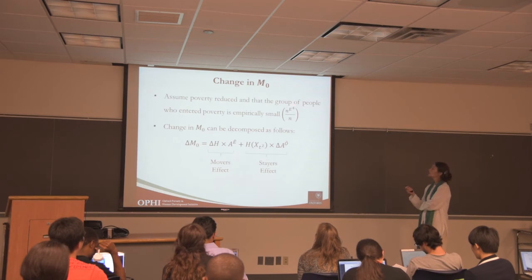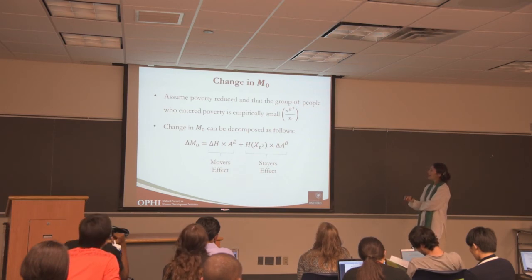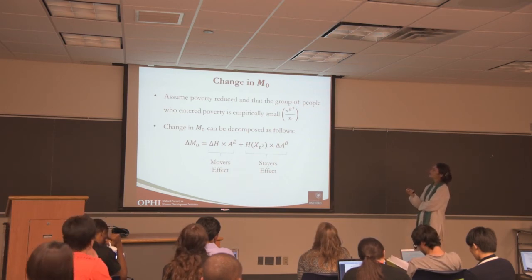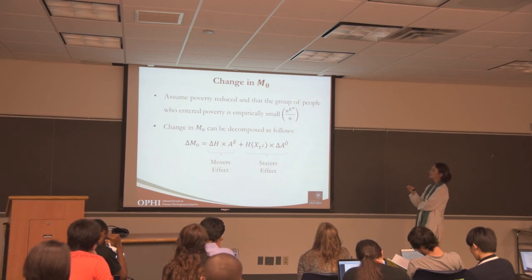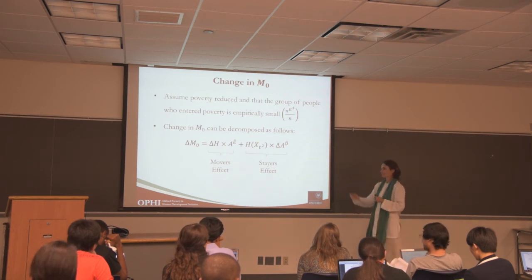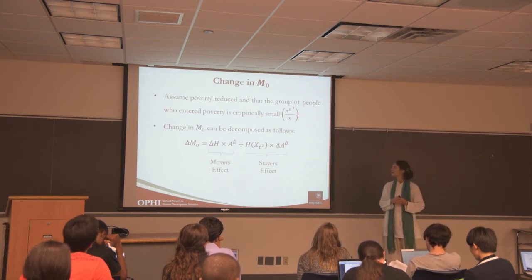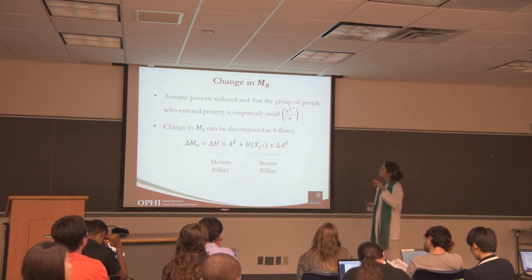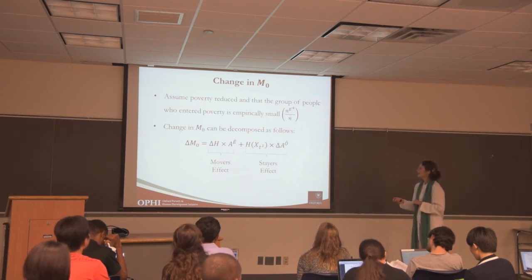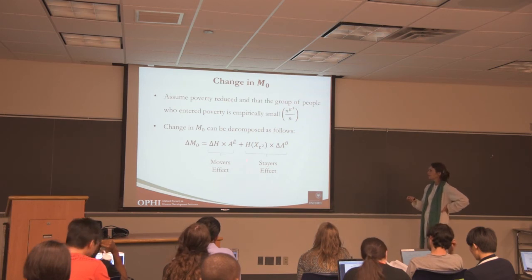And what we're going to do is assume that poverty went down, just for simplicity, to make one presentation about the direction. And we're going to presume that the number of people who entered poverty, as a proportion of the total population, is empirically small. It's not that there was a natural disaster, or an influx of migrants, but that it's basically quite small, and basically poverty went down. And so we are then going to decompose the change in M0 into two factors.